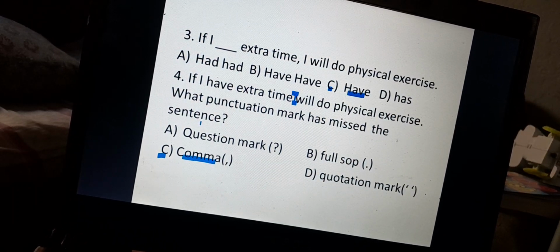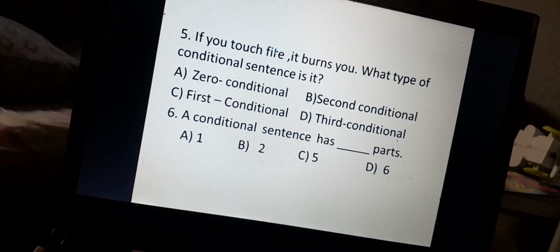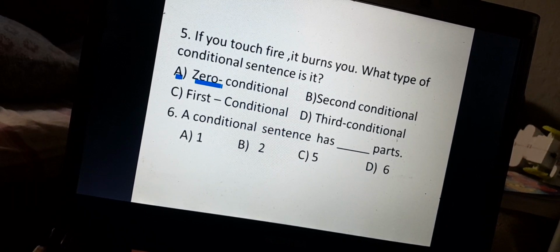Question number 5. If you touch fire, comma, it burns you. Full stop. What type of conditional sentence is it? A, zero conditional, B, second conditional, C, first conditional, and D, third conditional. If you have responded by saying zero conditional, you are correct. Thank you for responding correctly to the question.